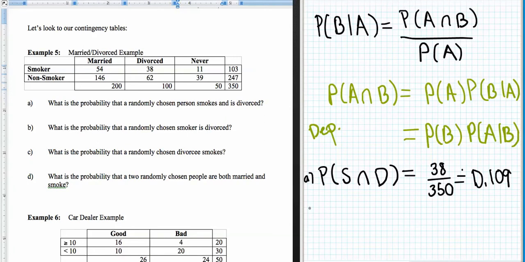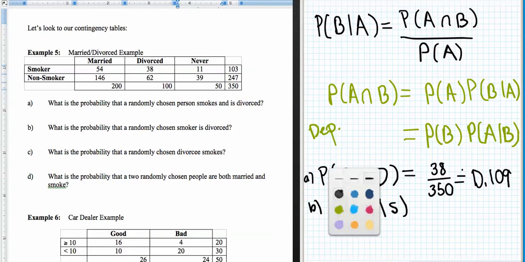Now part B on this problem says, what's the probability that a randomly chosen smoker is divorced? Well, guys, this is a conditional probability, because it says that I'm choosing from smokers. It's a randomly chosen smoker, not just a randomly chosen person. So the condition is that I have a smoker here, and the randomly chosen smoker is divorced. So divorced, given that we already know they're a smoker.